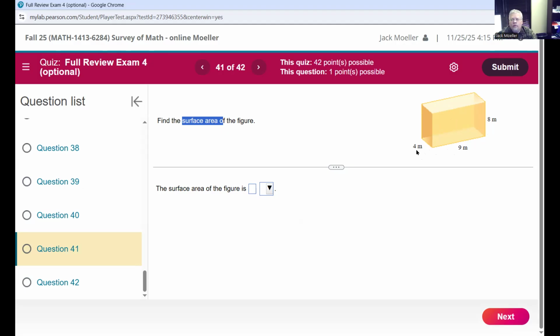And again, it doesn't really matter which one's length and width and height because you could rotate this box. You need the length and the width, you need 2 of those. You need the length and the height, you need 2 of those. And you need the width and the height, you need 2 of those. And that's exactly what the formula is. So what I would do on this, I would say L is equal to 4, W is equal to 9, H is equal to 8, and just plug it into your surface area formula.